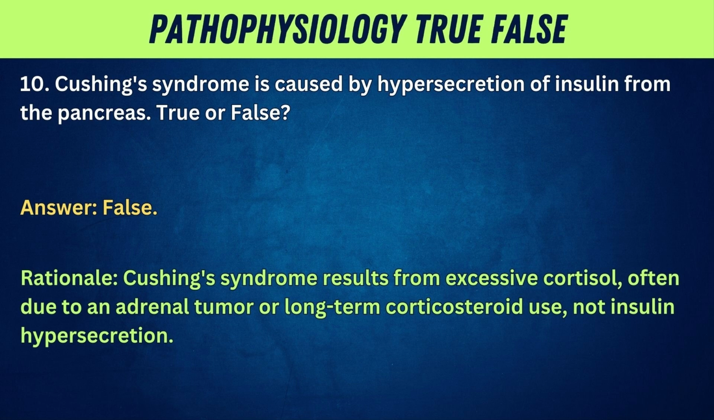10. Cushing syndrome is caused by hypersecretion of insulin from the pancreas. True or false? Answer: false. Rationale: Cushing syndrome results from excessive cortisol, often due to an adrenal tumor or long-term corticosteroid use, not insulin hypersecretion.